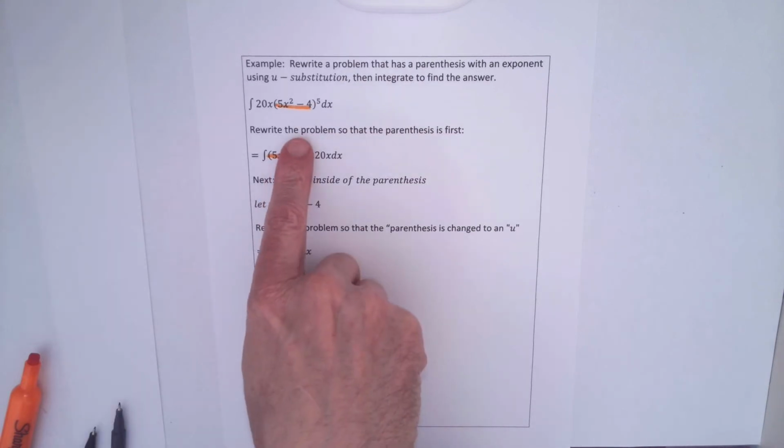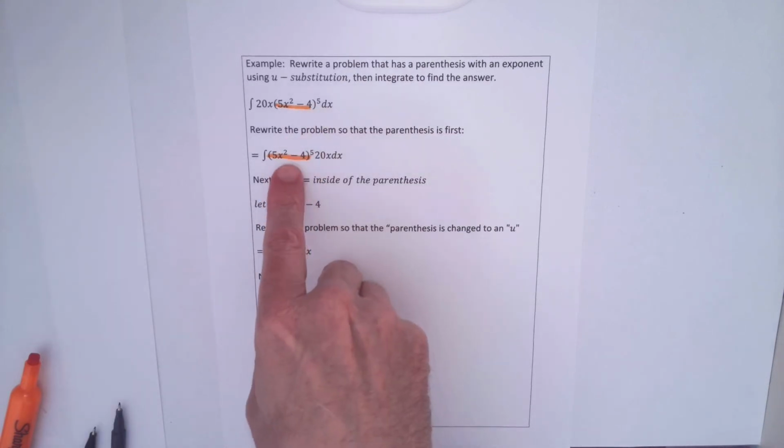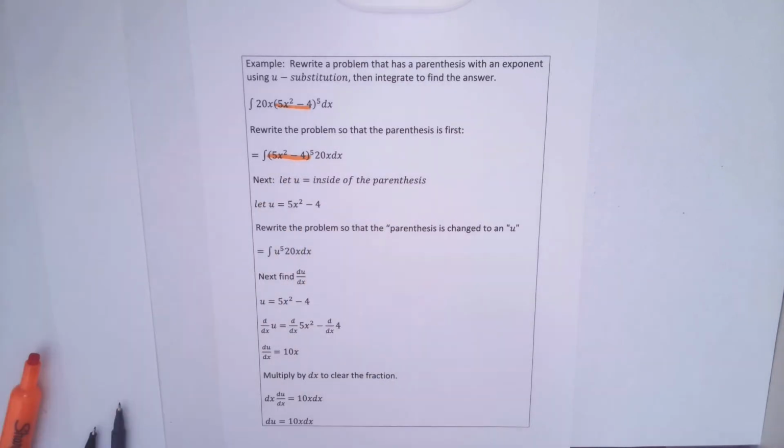So first step, if there's a parentheses with an exponent and it's not written first, write that parentheses with the exponent first. Done.